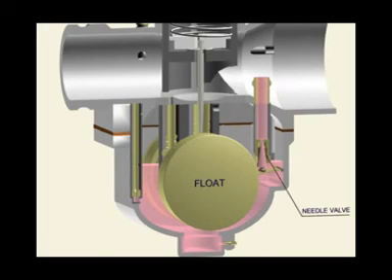As the fuel is consumed by the engine and the fuel level drops, the float opens the needle valve and allows fuel to come in till the correct level is reached again. Thus, the float system operates continuously, maintaining constant fuel level throughout the engine operation.